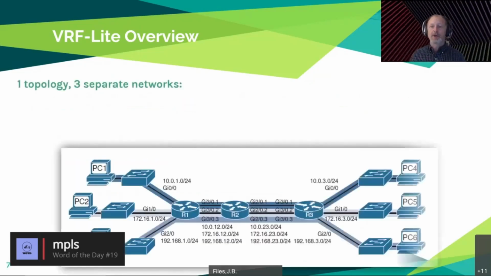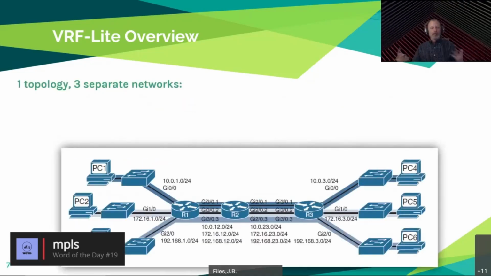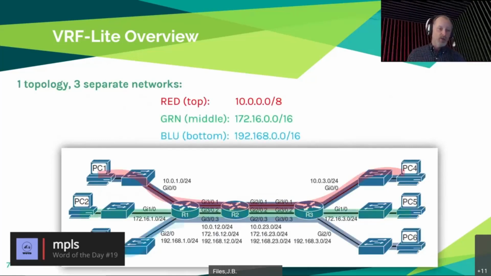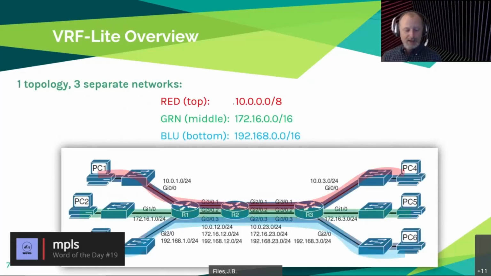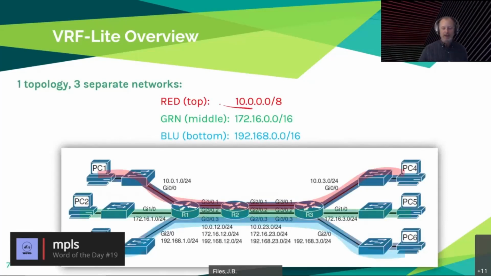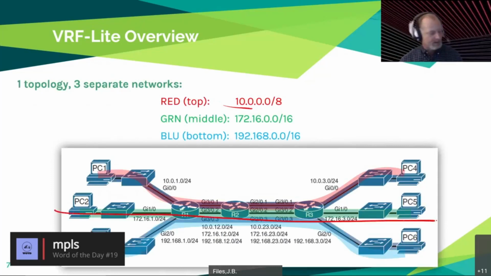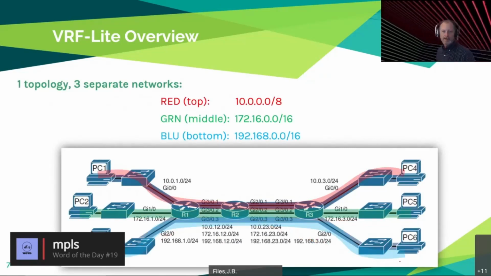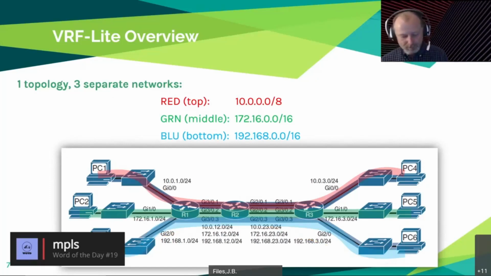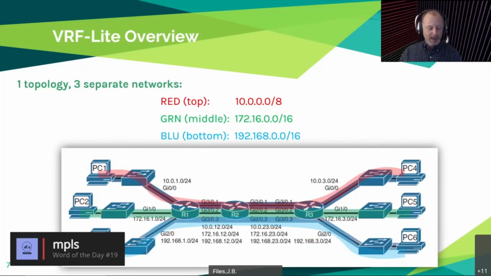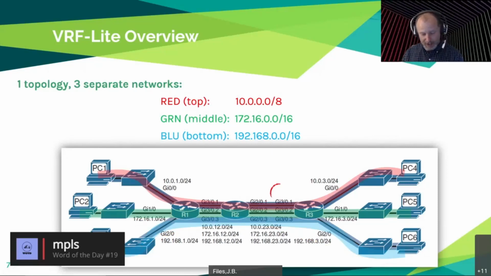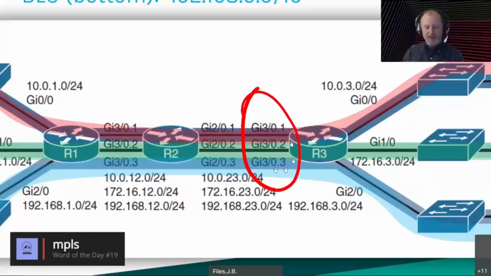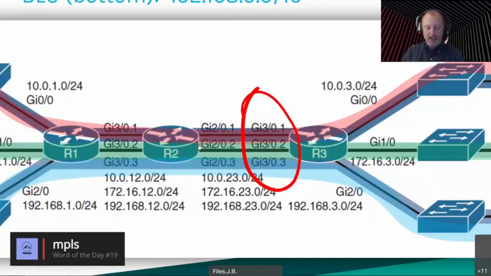Here's an example where we have one physical topology, but 3 separate networks. We've got the red network on top, the 10 dot space, the green network going in the middle, PC2 to PC5, and the blue network across the bottom in the 192.168 space. I want to point out that right there we have sub interfaces. This is just one physical connection.